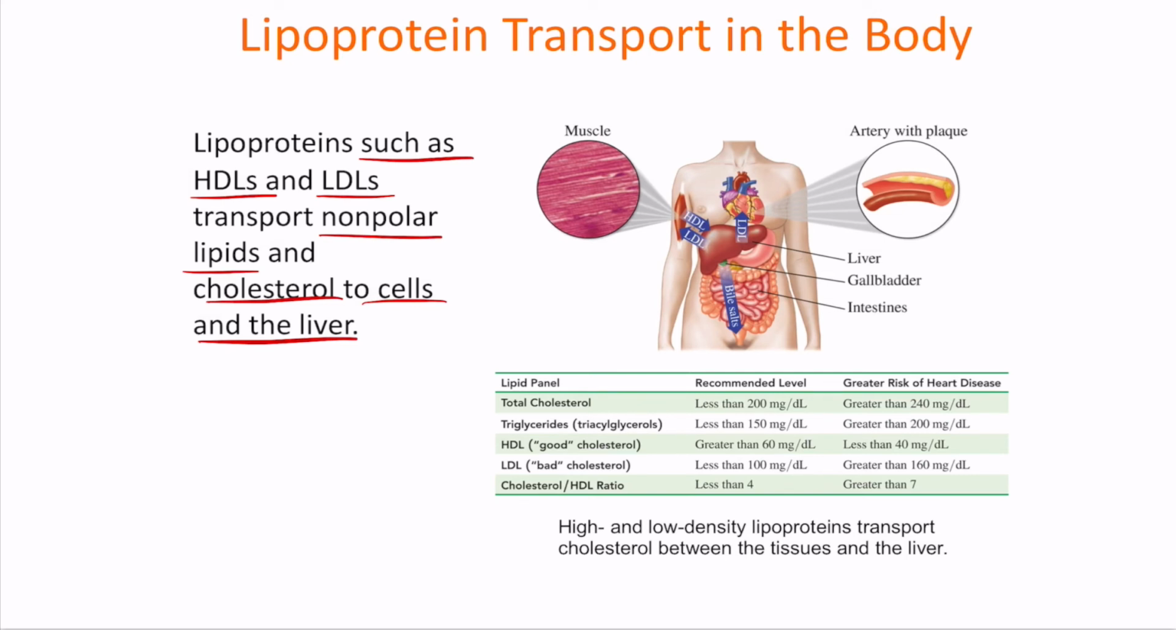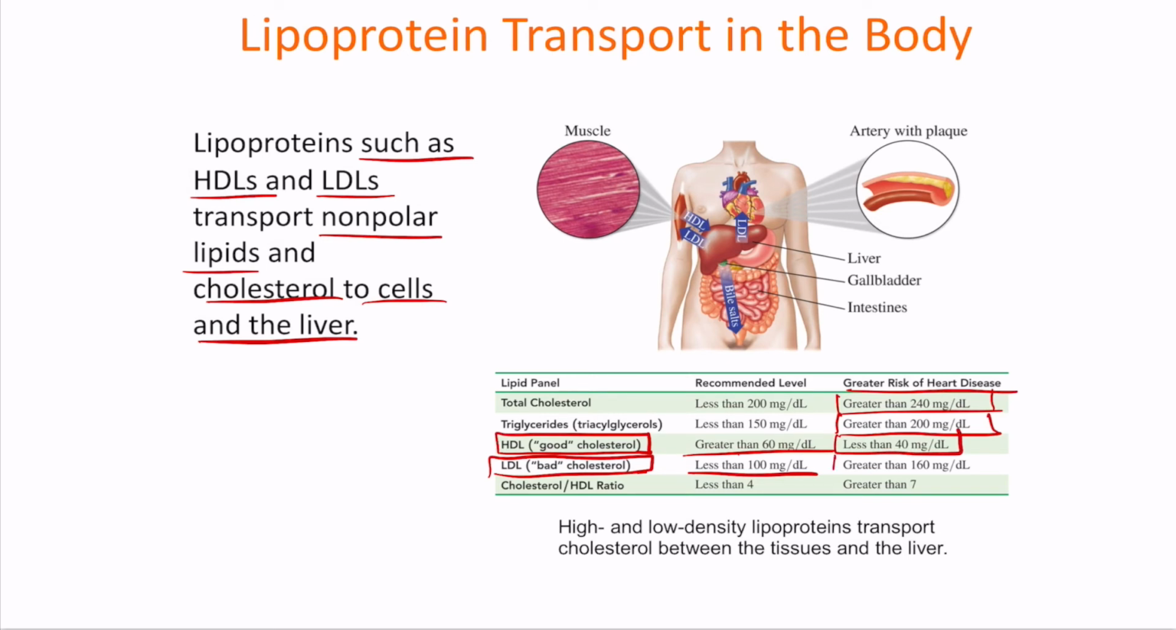Now HDL is the good cholesterol, it should be greater than 60. LDL is the bad cholesterol, which should be less than 100. And the greater the value, the greater the risk of heart disease. So if the total cholesterol exceeds 240 milligrams per deciliter, there is a greater risk of heart disease. Triglycerides, if they are greater than 200 milligrams per deciliter, that's also really bad. If HDL is less than 40, then there is a risk of heart disease.